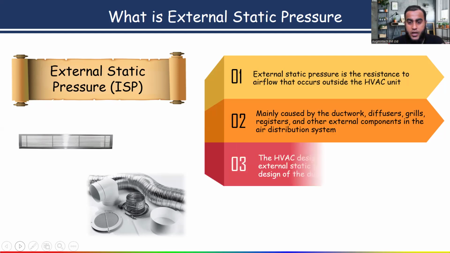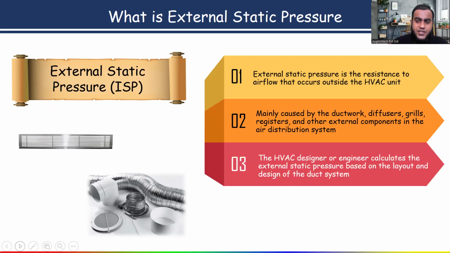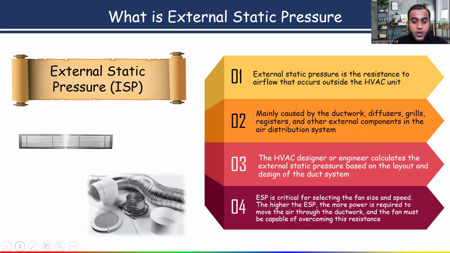The HVAC designer or engineer calculates this external static pressure based on the layout. I will show you the layout in the AutoCAD file, and with the help of that layout, we'll show you each and everything, and how to calculate the external static pressure. ESP is critical for selecting the fan size, as I told you in the beginning. Higher ESP means more power is required to move air through the ductwork, and the fan must be capable of overcoming this resistance.